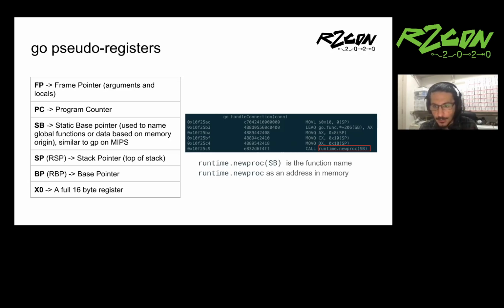So for instance, right here we have a little bit of assembly from using the Go tools, and we have a call to runtime.newproc, and in parentheses we have SB, the static base pointer. What that's indicating is that newproc is a function named runtime.newproc at an address in memory. So it's a static base in memory. Then we have SP, which is basically your RSP, just the typical stack pointer indicating the top of the stack. And then BP, which is your RBP, your base pointer. And you might see the X0 register, which is just a full 16-byte register.